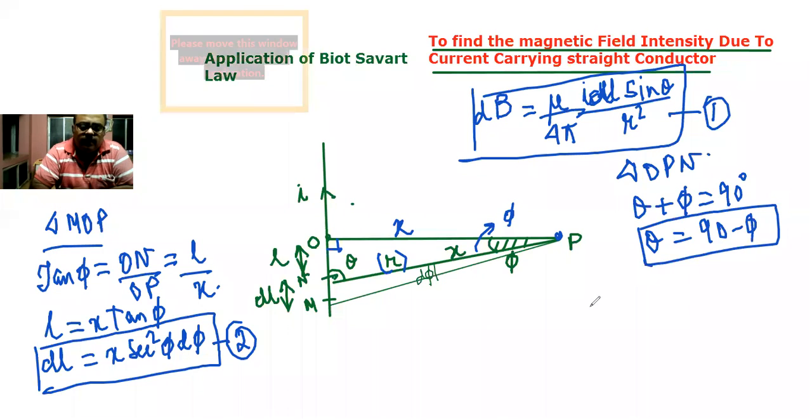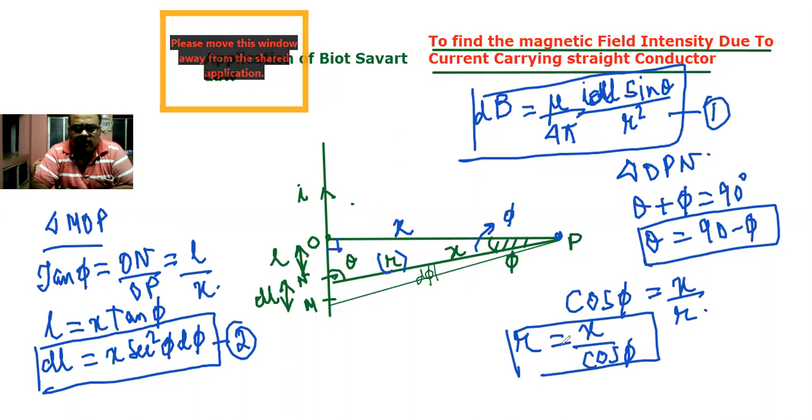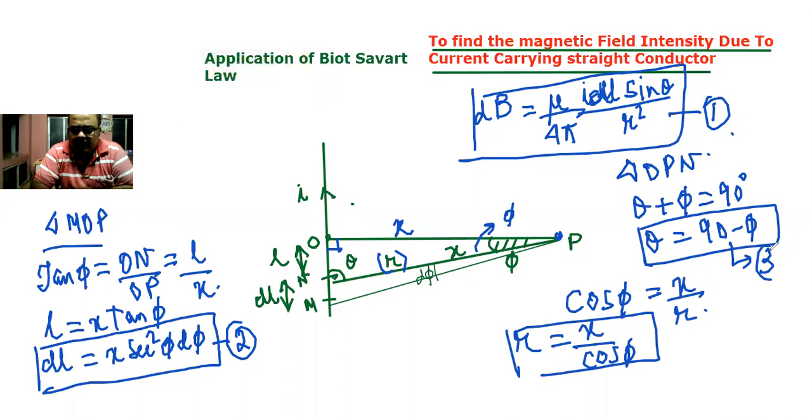Moreover, another very important and interesting outcome we get: cos phi is equal to X divided by R. Therefore R equals X upon cos phi. So children, what we have got? We have got R equals X by cos phi. This is equation 1, suppose this is 2, this is your 3, and this is your 4.